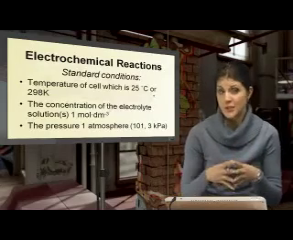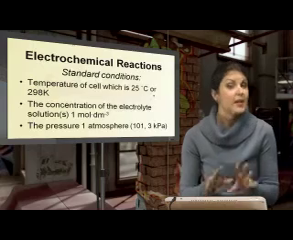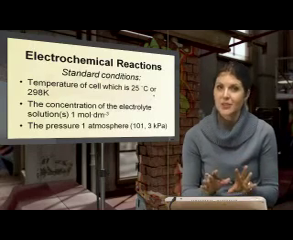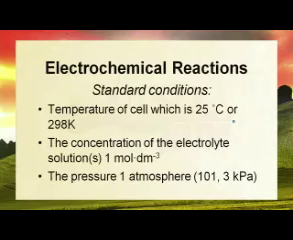Okay, but now we also need to take into consideration these three standard conditions under which this cell must operate. And you unfortunately would need to know these three standard conditions off by heart with these specific quantities. The first one is temperature. Temperature will either be at 25 degrees Celsius, or unless you want to use the Kelvin scale, you can say 298 Kelvin. Then the concentration of the electrolyte solution, that must be at 1 mole per cubic decimeter. And the last standard condition is pressure, which you can either state as 1 atmosphere, or you can use 101.3 kilopascals as your quantity there.